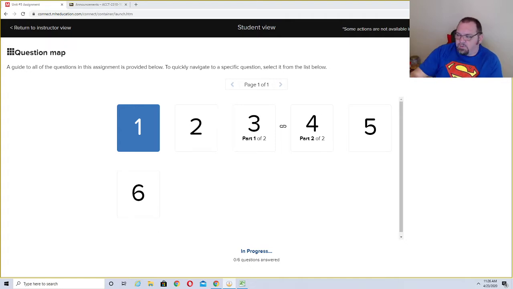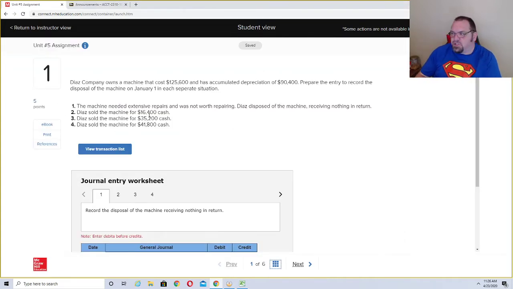So anyway, let's start here with number 1, which is selling an asset, selling some machinery. It says Diaz Company owns a machine that costs $125,600, and the accumulated depreciation is $90,400. Now we have 4 different situations when we sell it, and each entry will be a little different. I'm going to do 1 and 4 real quick, and then you will be able to do 2 and 3 on your own. There was something similar to this in the homework, so you can refer to that as well.